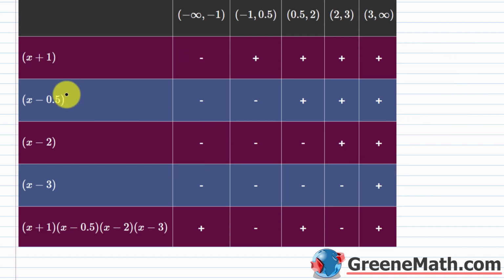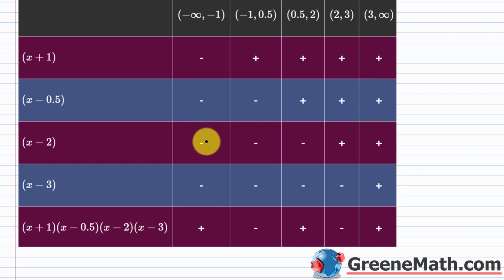Okay, so this guy right here, this x minus 0.5, that factor, it would be negative here and here, and then positive here, here, and here. And then this x minus 2, that would be negative here, here, and here, and then positive here and here. And then x minus 3, that would be negative here, here, here, and here, and then positive here. So setting this up is pretty quick. Again, if you want to do the plugging in method, that's fine. Sometimes it's faster, it just depends.